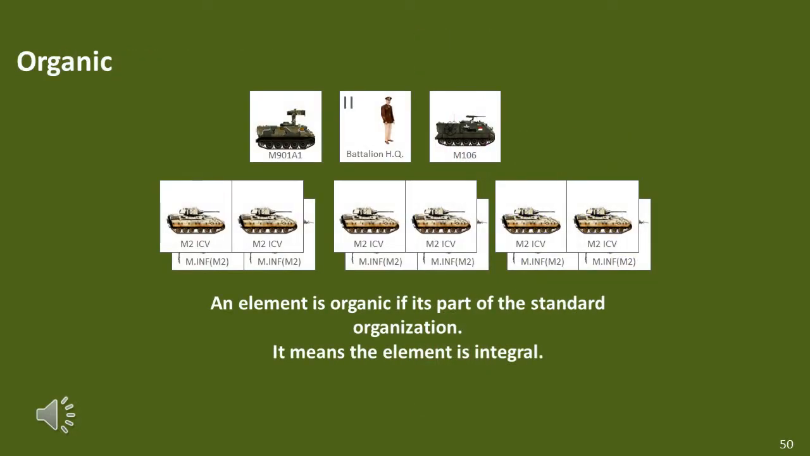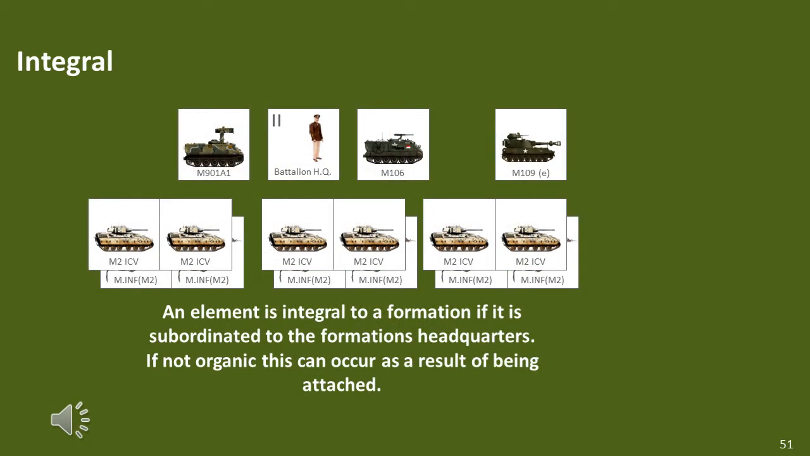All elements are organic to a formation, which in turn reports to a headquarters. Organic means the element was part of the official organisational structure. So in this example, on this slide, the M106 self-propelled mortar and the M901 missile tank destroyer are organic to the American Mechanised Infantry Battalion. They are also considered as integral to the battalion, as well as organic. The M106 self-propelled mortar can conduct a fire support mission without being emplaced, as long as the observer was also integral to the battalion. All organic elements are also considered as integral.